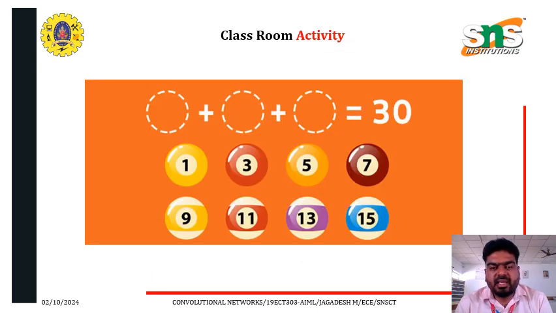So let's see the classroom activity. We have a mathematical puzzle. The given numbers are 1, 3, 5, 7 and 9, 11, 13, 15. From this data, we have to find out what the appropriate numbers for the empty circles will be. So just discuss with your team members and find out the answer.